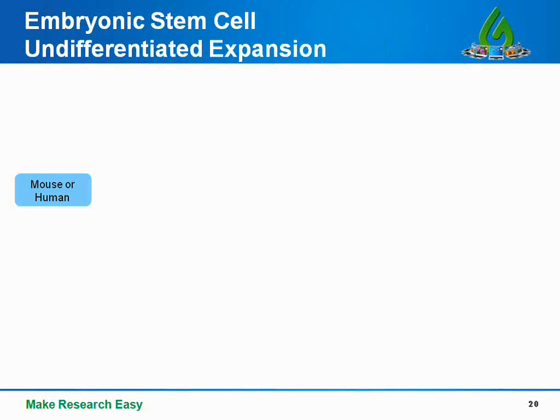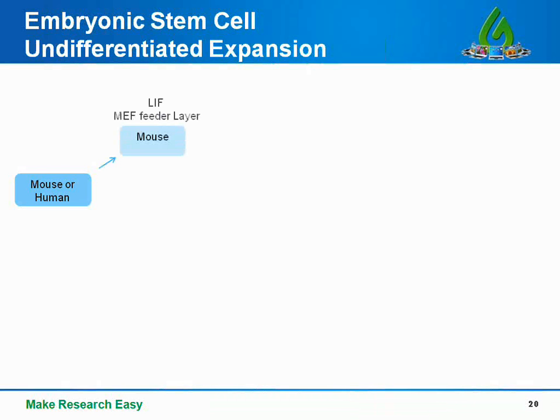So what culture reagents should you use to optimize undifferentiated embryonic cell expansion? Well, that depends on several factors that we'll go through. First, are you using mouse or human embryonic stem cells? Now, if you're using mouse, you want to supplement your media with leukemia inhibitory factor, known as LIF.